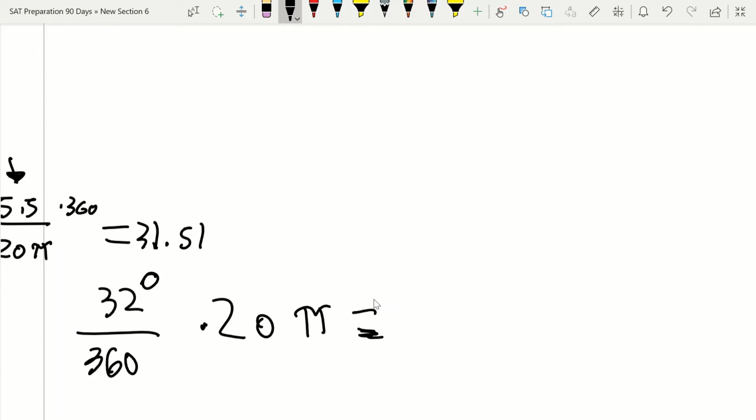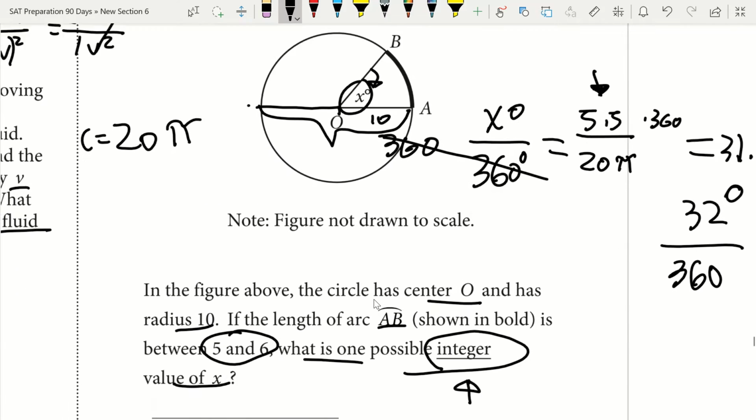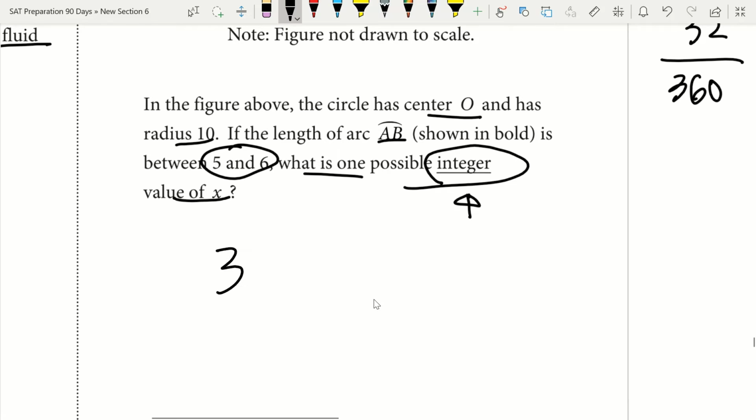Okay, so I'll plug that in my calculator, just make sure, multiply it by 20 pi, and I see that that's going to give me 5.58, right? 5.58, which is obviously between 5 and 6, so 32 degrees would be my answer there for 36. Okay, 32 degrees.